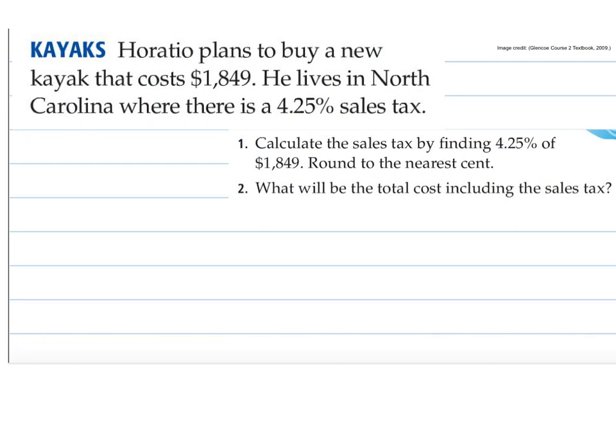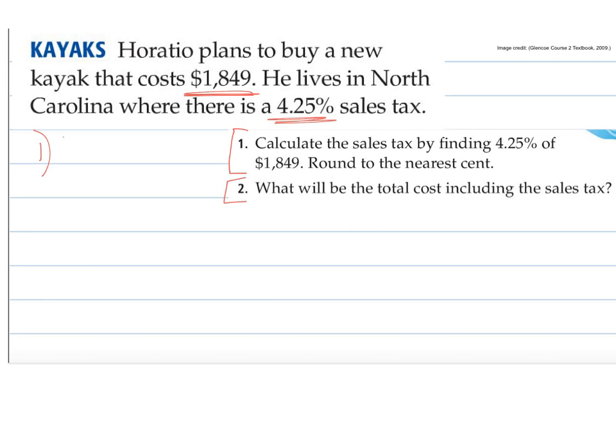Horatio plans to buy a new kayak that costs $1,849. He lives in North Carolina where there is a 4.25% sales tax. First, it asks us to calculate the sales tax. Then it asks us to find the total cost. So for the sales tax, to just find the sales tax alone, you will need to do method 1.